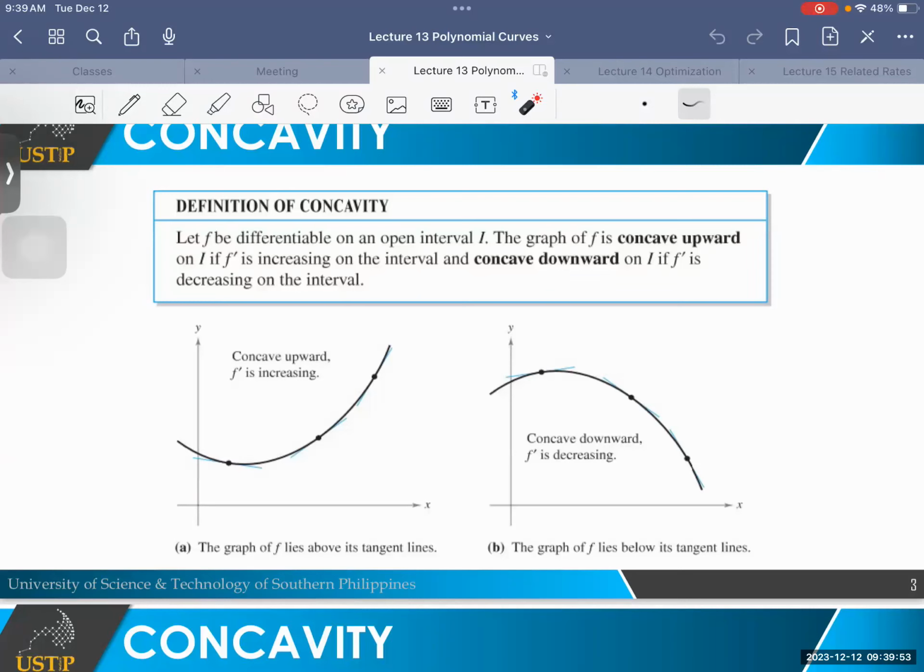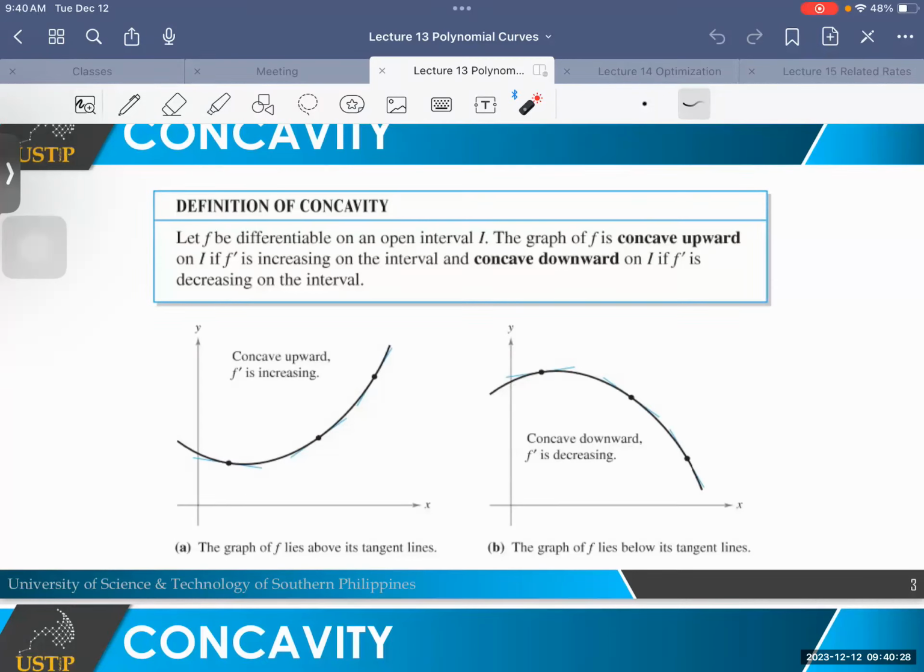Concave downward, your f prime is decreasing. Decreasing because, by the way, your f prime is the slope, right? So we can see that the slope is decreasing, going from a bigger number to a lower number. Okay, that is its f prime. The graph here lies below its tangent line. So you can see the tangent line is above the graph. Okay, that is how it looks graphically.